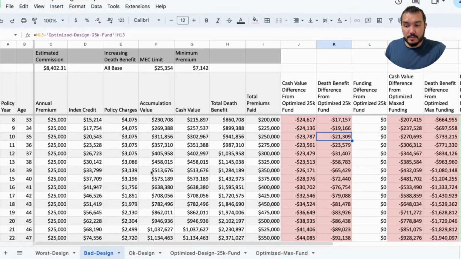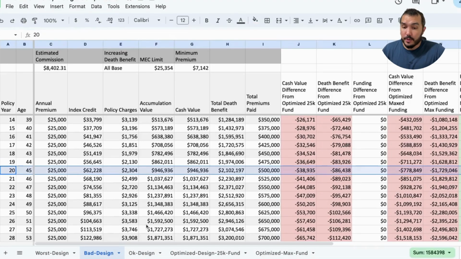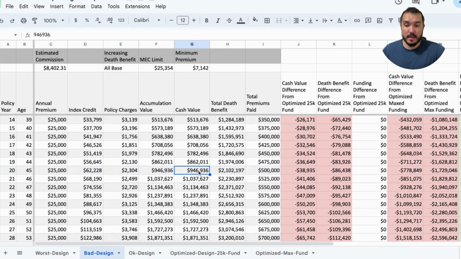Okay, now we're going to jump to year 20, so like age 45. We've put $500,000 into this policy. We're looking at around 946,000, 947 just about, in cash value. Notice that the accumulation value and the cash value do match at this point.